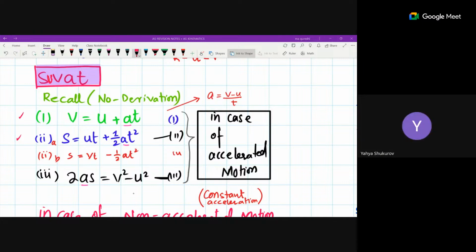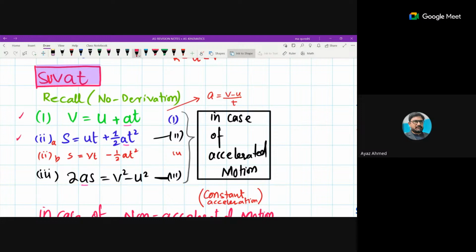These three equations will help you figure out almost all the problems involved in your kinematics. Every problem can be solved with either a single equation or by combining the equations. So these equations are mandatory for you. v is equal to u plus at is used when acceleration is taking place. s is equal to ut plus 1 by 2 at square is also in case of acceleration. I have written in the box that it is in case of acceleration.